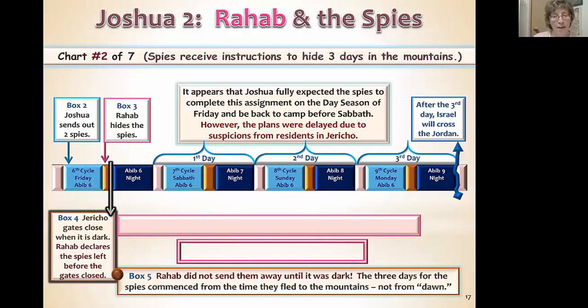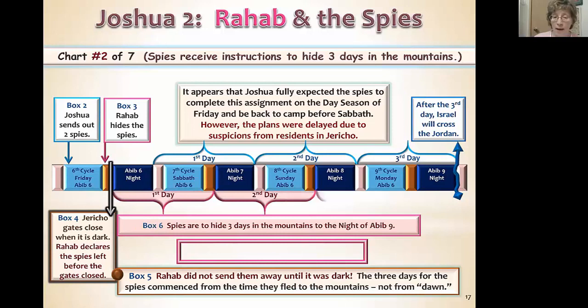Well, Rahab didn't send them away until it was dark because she didn't want to take any chances that they would get seen. And she told them to head for the mountains. And she said to stay there for 3 days and not to come out of the mountains because she didn't want anybody to find them. So those 3 days for the spies commenced from the time that they fled to the mountains. Those 3 days did not start at dawn or the morning twilight.